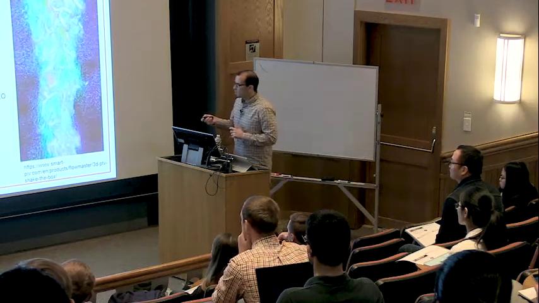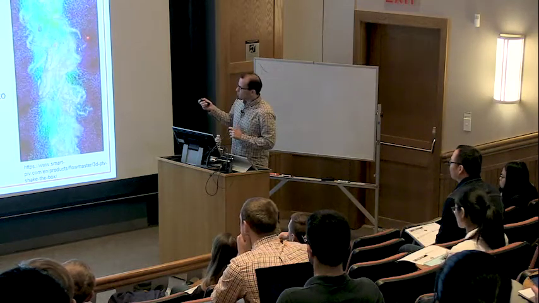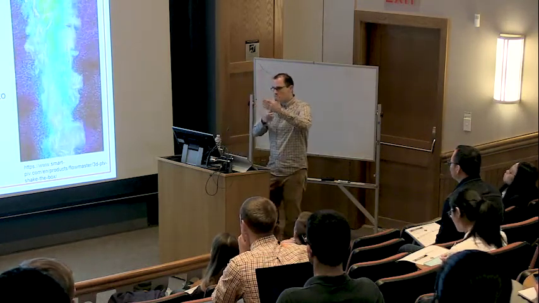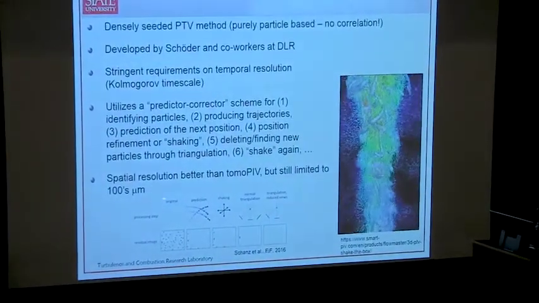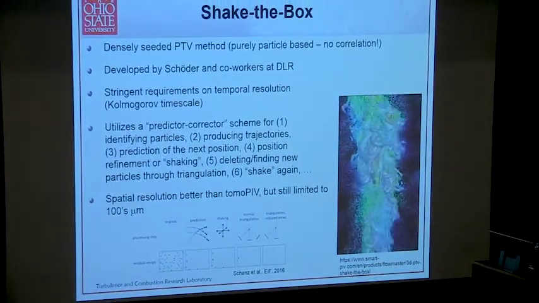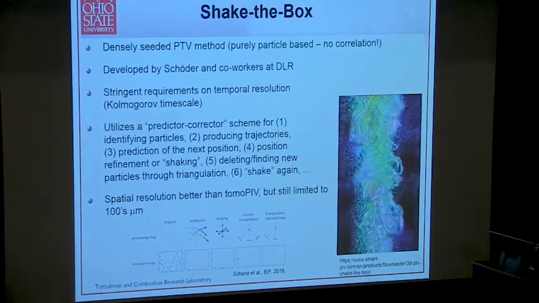What you end up getting by the time you got to understand, since you're following the information of discrete particles, they don't always exist everywhere. So they have to be interpolated to an Eulerian scheme. And so this is sort of what limits the resolution. The resolution turns out to be better than, say, time-resolved tomographic PIV, but it's still limited to hundreds of microns. Okay.